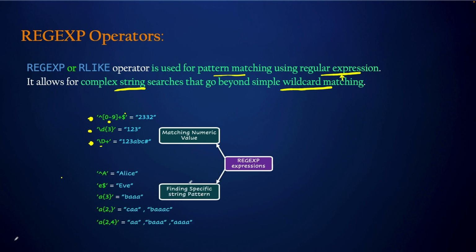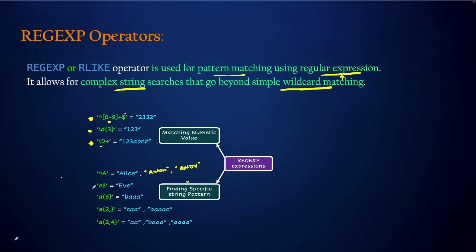Now, finding specific string patterns. Again, this symbol represents the start, and you are saying the first character should be capital A. So you can have Alice, or let's say Aston, or you can have Andy. The condition is that your first letter should be capital A.